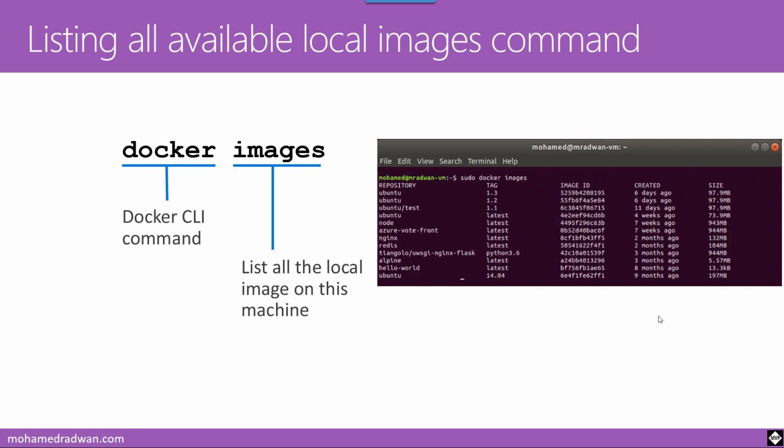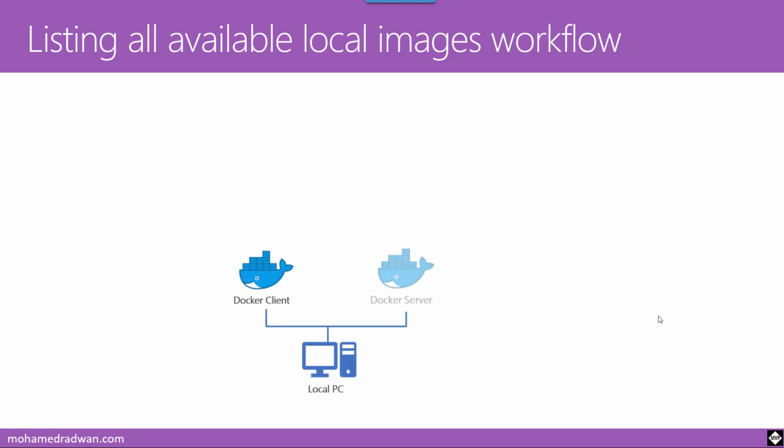Let's see the workflow of this command, how this command workflow works. It starts as we explained before. On my local machine, I have the Docker client and the Docker server or the Docker daemon. Then the developer will start by executing the docker images command. What will happen is that the Docker client will send this command to the Docker server. The Docker server, which will actually execute this command, will then start listing all the local images on my machine.